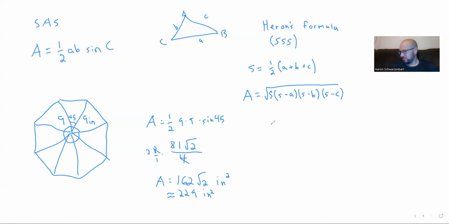Using Heron's formula, I have a triangle with sides 13, 15, and 18. So I start by computing S. Half of 13 plus 15 plus 18. And that is 23.